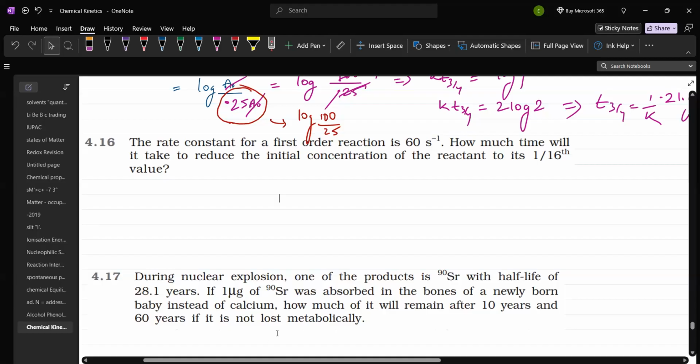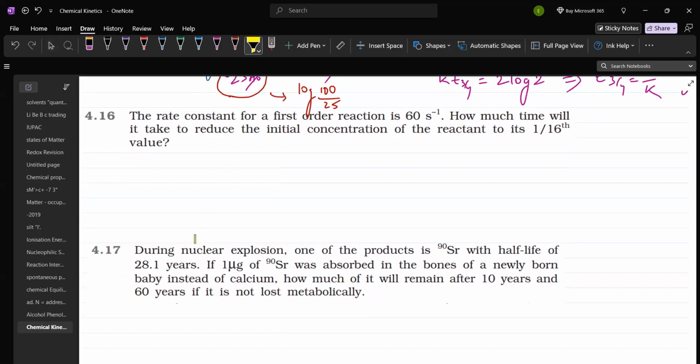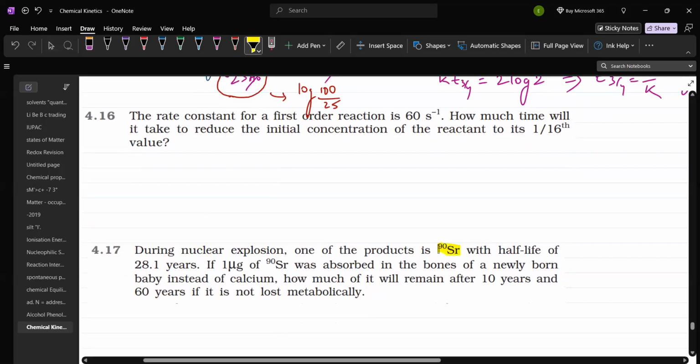Let me discuss the second question with you. Please read it with me. There is some nuclear explosion, and the product is this. This is the product, and its half life is given, which is 28.1 years.